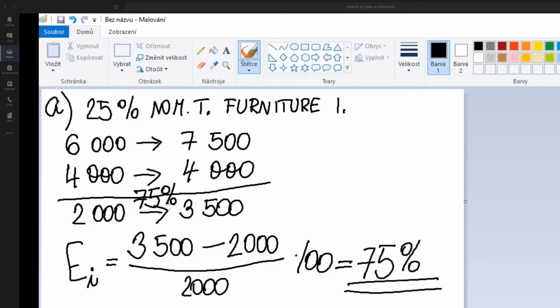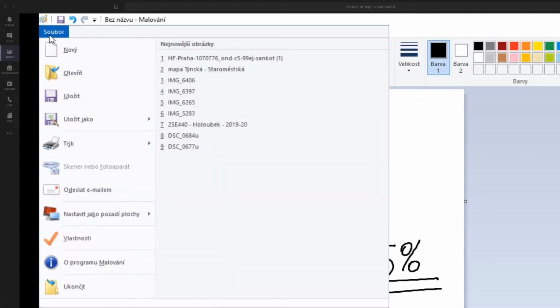Now the domestic producers have much weaker conditions by 75%. So they don't have to produce as the world producers at value added 2,000. They must make the table and do the value added within 3,500 Czech crowns. Okay. Let's go to the second case, please.